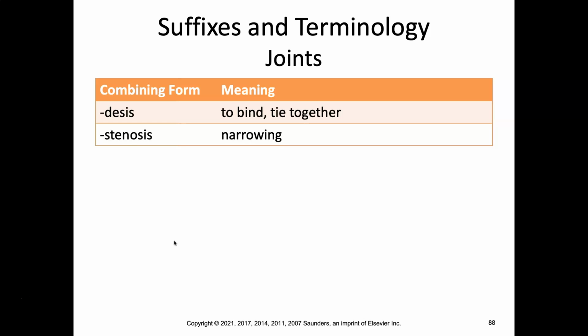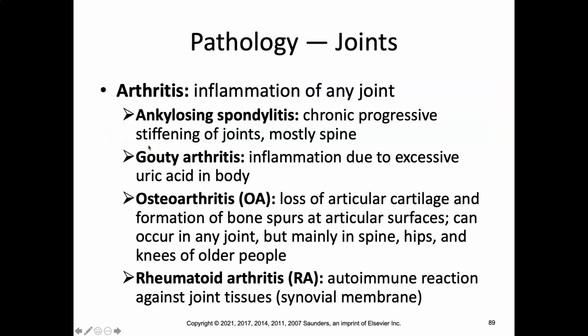Those should have been suffixes. Their editing is a little off today, isn't it? This should have said suffixes. Desis and stenosis. All right, what can go wrong with joints?